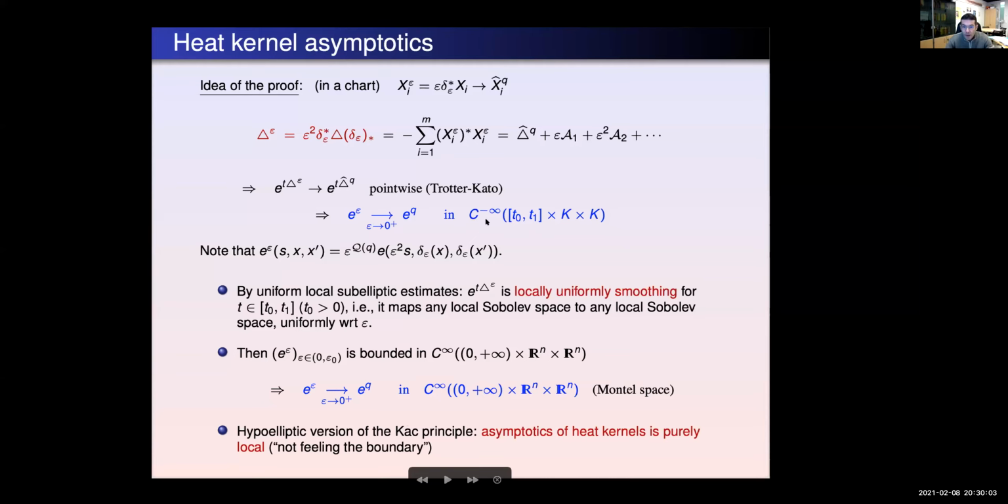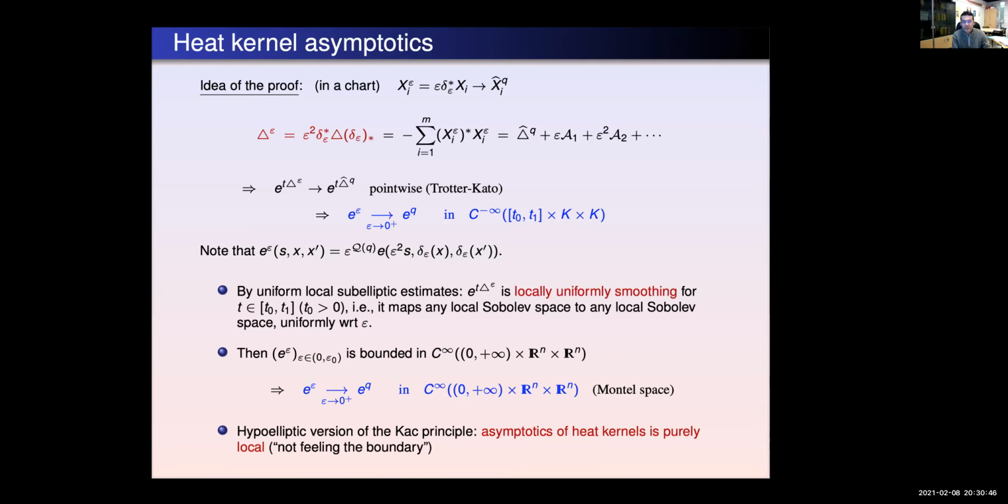But in order to pass from convergence in distributions to convergence in C-infinity, it suffices to use the property of Montel space of C-infinity. I mean, all bounded closed subsets are compact in C-infinity. And to get this property that the family of E epsilon is uniformly bounded in C-infinity, you just have to use local subelliptic estimates, and that's all. So thanks to local subelliptic estimates, you find that indeed this family is bounded in C-infinity, and so you get the convergence. This is almost for free, actually.